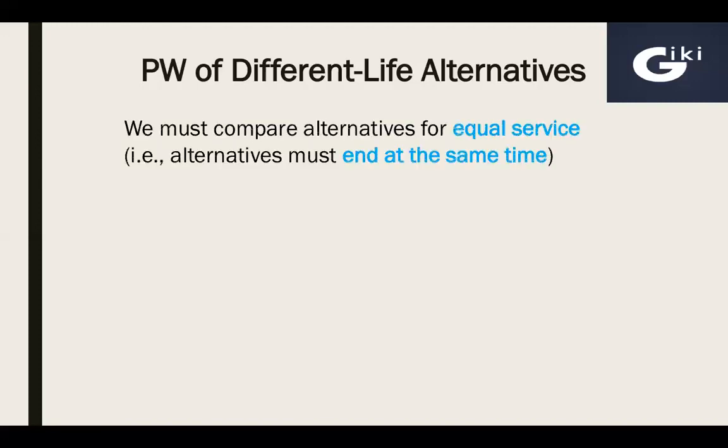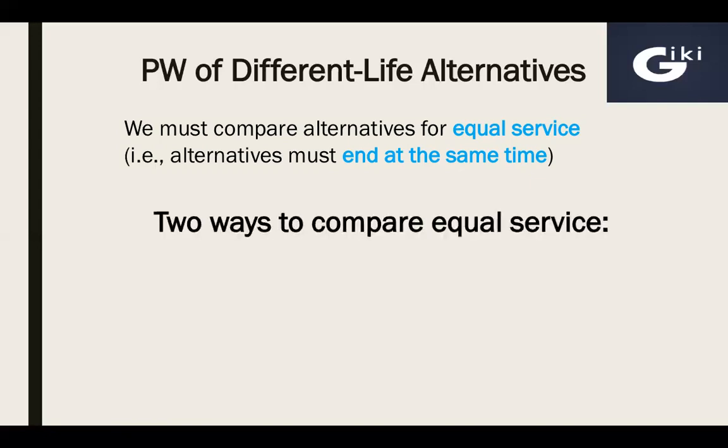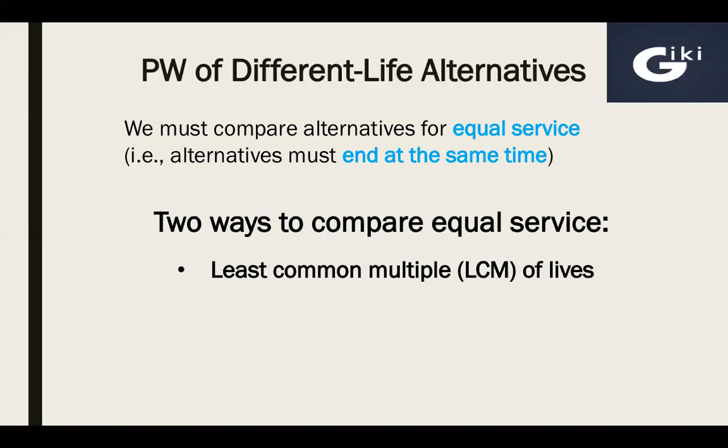Further, we can satisfy the equal service requirement by using two methods. One of them is the LCM approach, meaning least common multiple approach, and the second one is known as the study period approach. I will explain them later. So let's start with present worth of different life alternatives. The only condition that we need to satisfy is that we must compare alternatives for equal service, meaning alternatives must end at the same time. The two ways to compare equal service are least common multiple of lives, and specific study period.